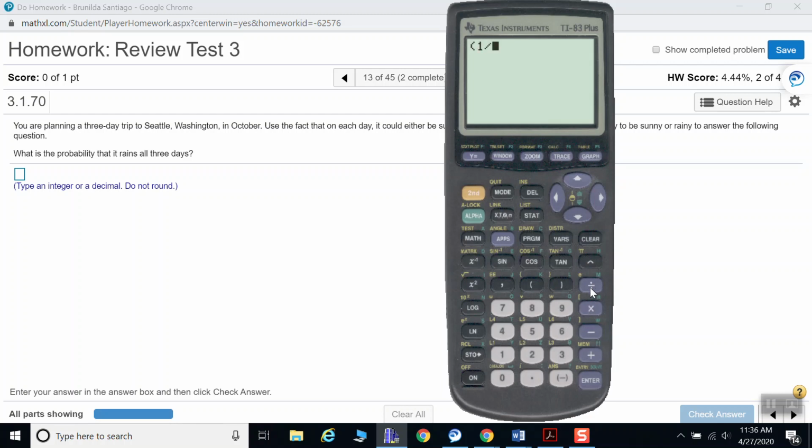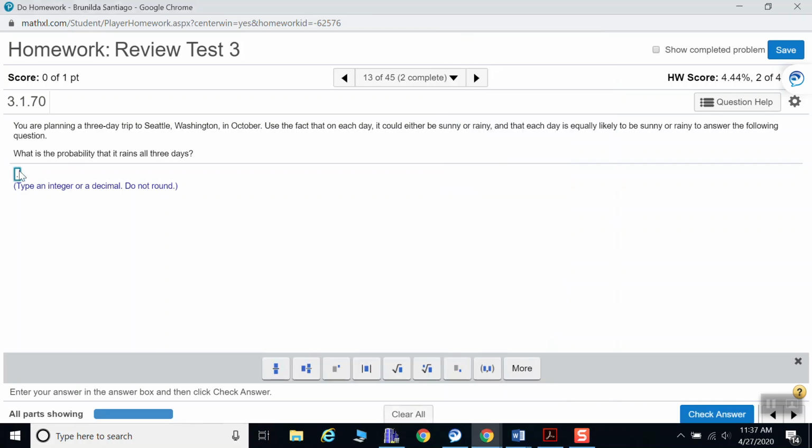So for the first day is 1 out of 2 chance. Then multiply by the second day is also 1 out of 2. It either rain or is sunny. And it is for 3 days, so 1 more day. That third day, it can either be rainy or sunny, so 1 divided by 2. So it's a product of 1/2 times 1/2 times 1/2. And they want you to type an integer or a decimal. So an integer or a decimal, so that means that is 0.125. That will be the decimal that we will use.